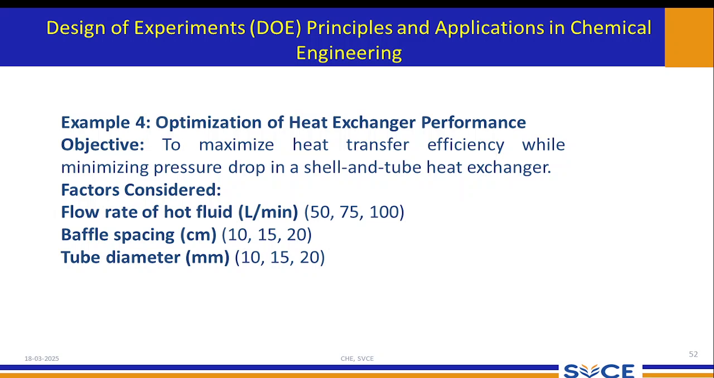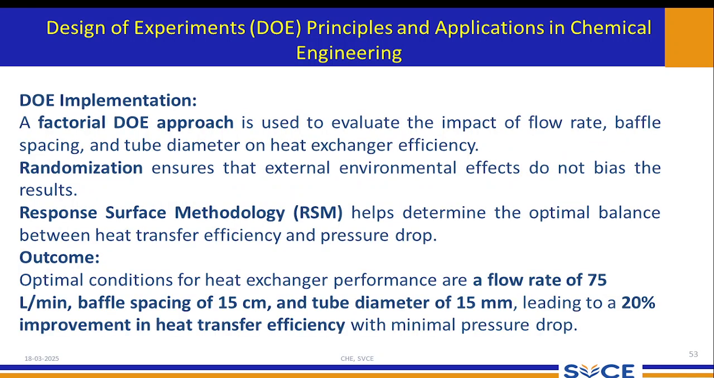So the factors which need to be considered are three things: flow rate, baffle spacing, and tube diameter. These are three factors and three levels, a low level, middle level, and high level. For the design of experiments implementation, a factorial design of experiment approach is used to evaluate the impact of flow rate, baffle spacing, and tube diameter on heat exchanger efficiency. The heat exchanger efficiency is one of the predominant things in that particular heat transfer process.